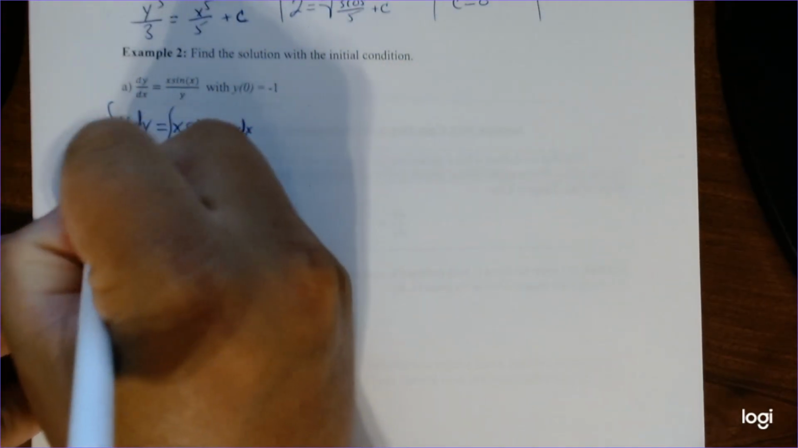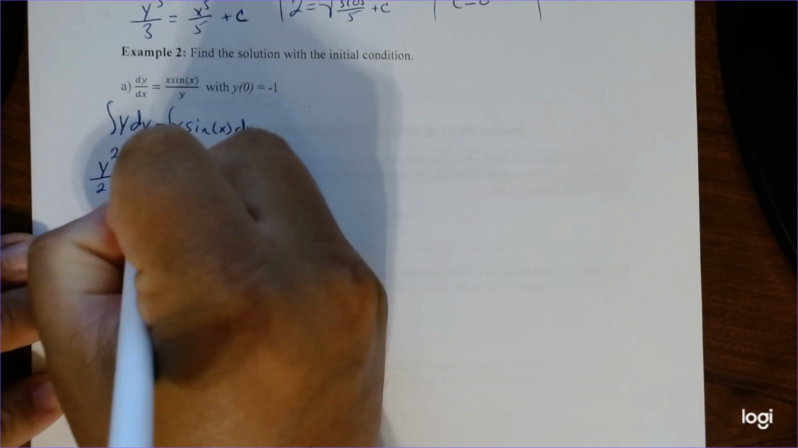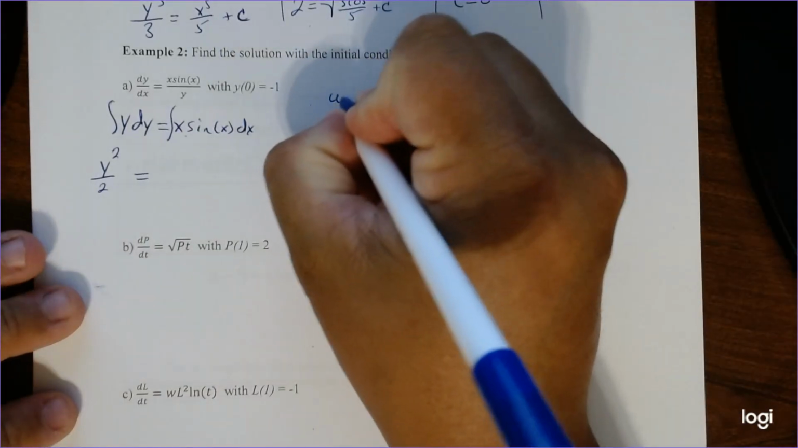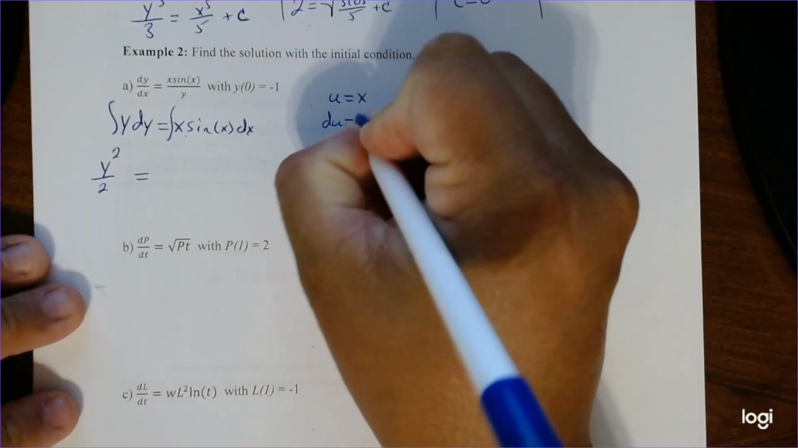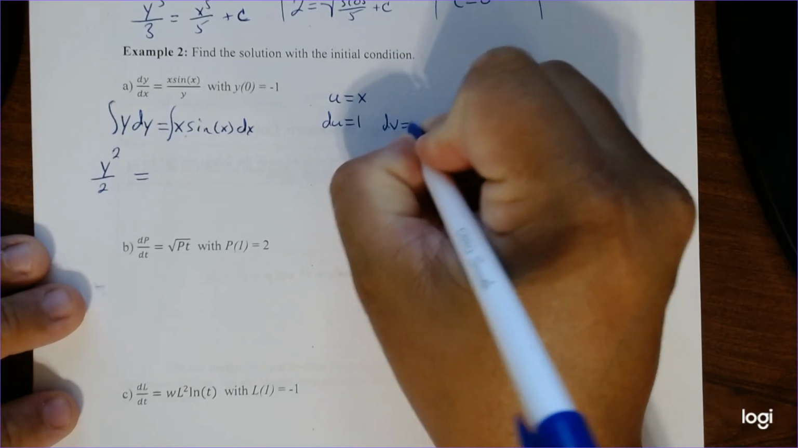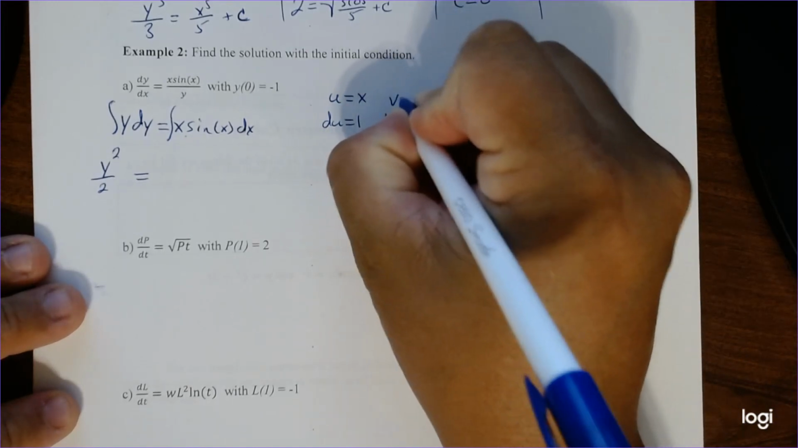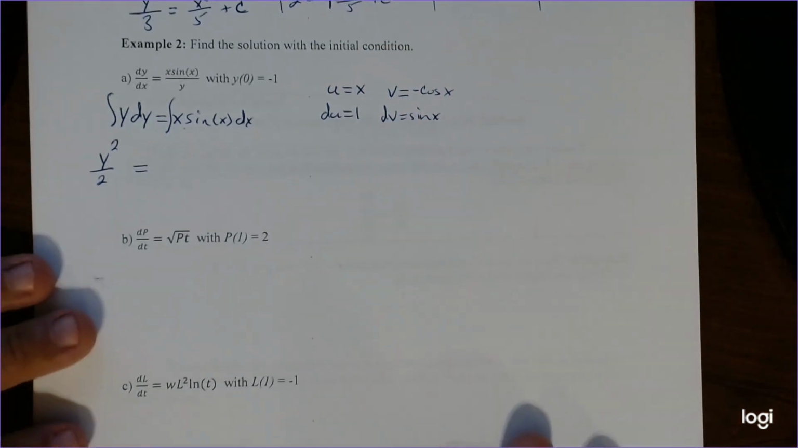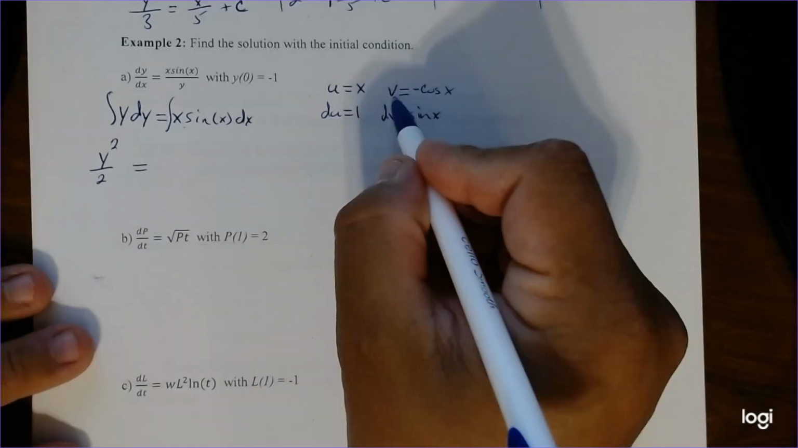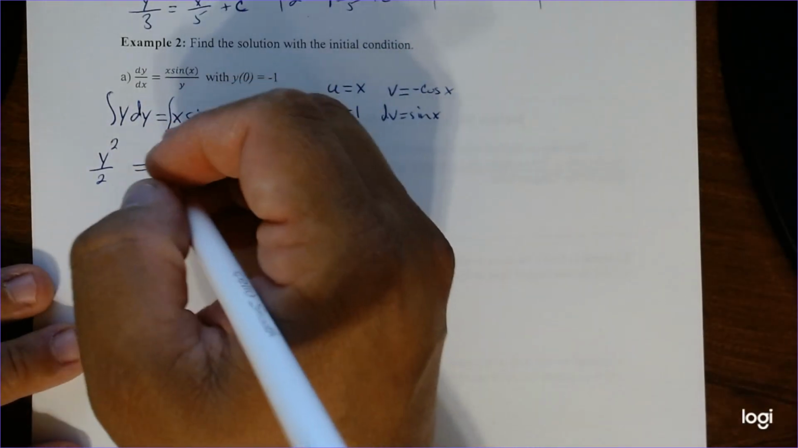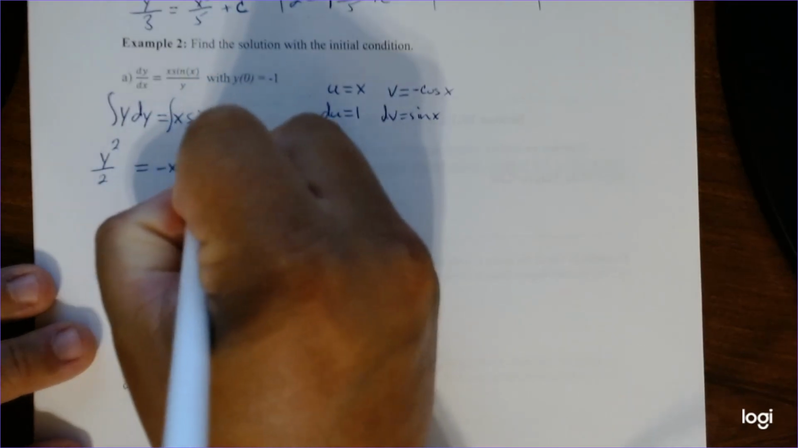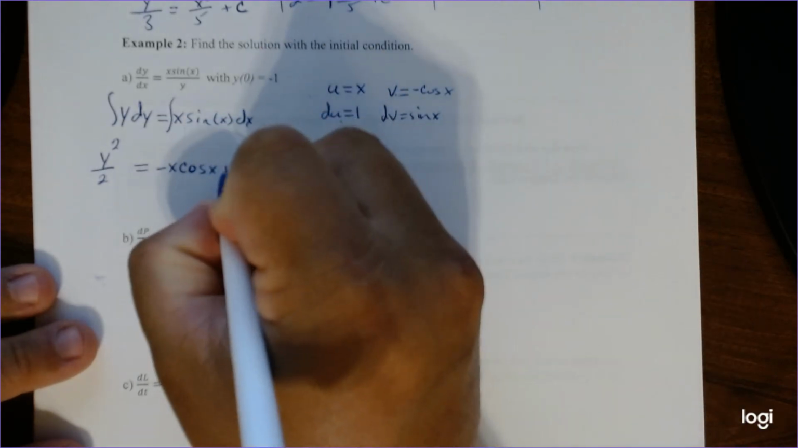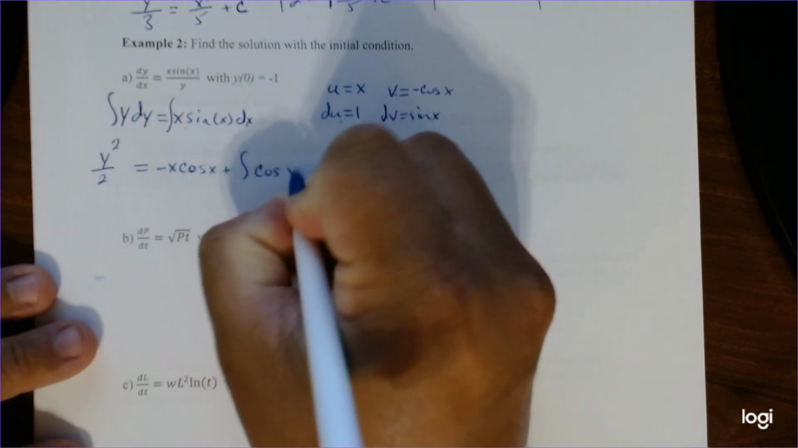So the integral of this is y squared over 2. However, on this side, it's integration by parts, right? So we're going to let u equal x, so therefore du is equal to 1. dv is sine of x, so therefore v, the integral of sine, is going to be negative cosine. So again, you guys remember integration by parts, it's v times u, so minus x cosine x minus the integral of v du, so minus minus makes positive, integral of cosine x dx.